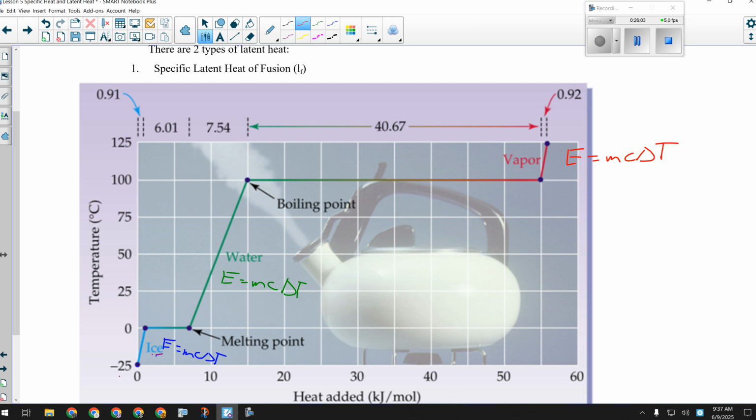It's changing state. It's going from, at 0, solid to liquid. It's melting. And at 100, it's going from liquid to gas. Both of those steps require energy, but we don't see a change in temperature. It's strange but true.